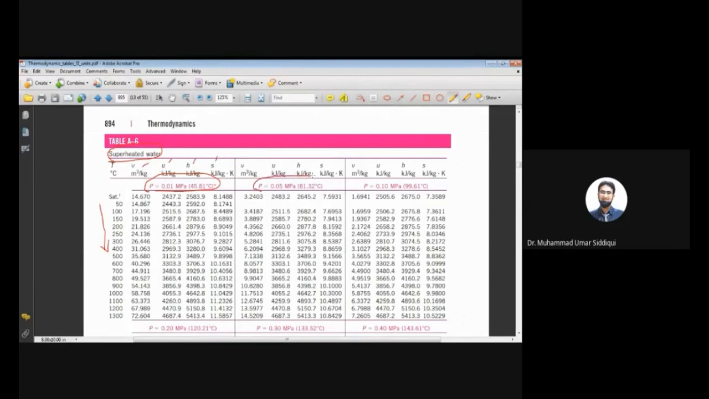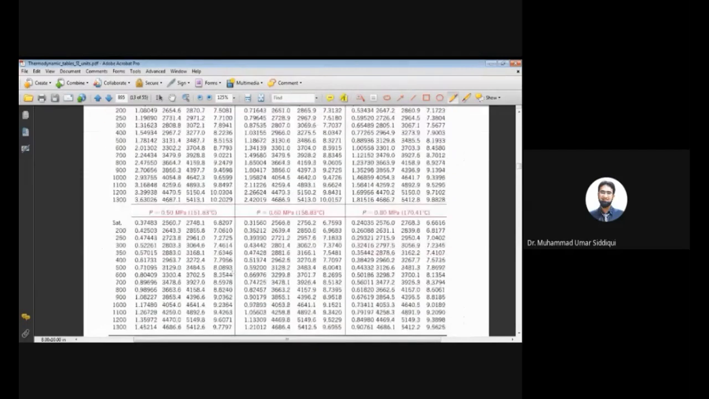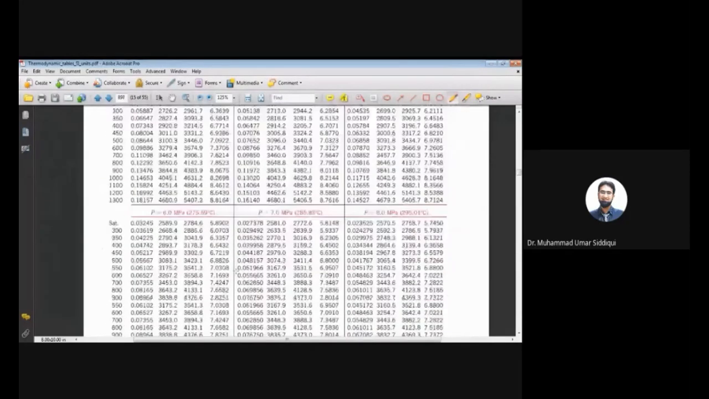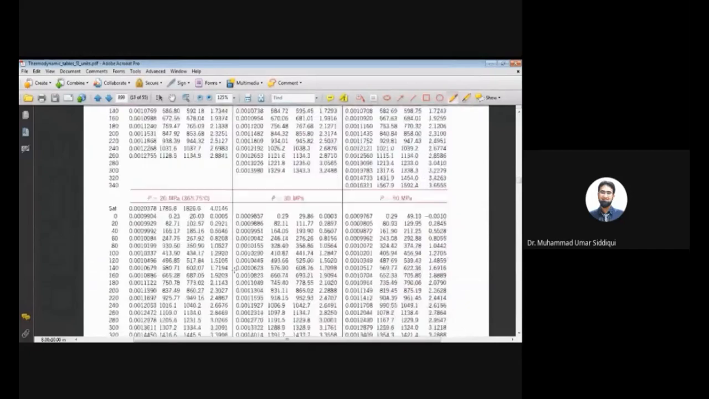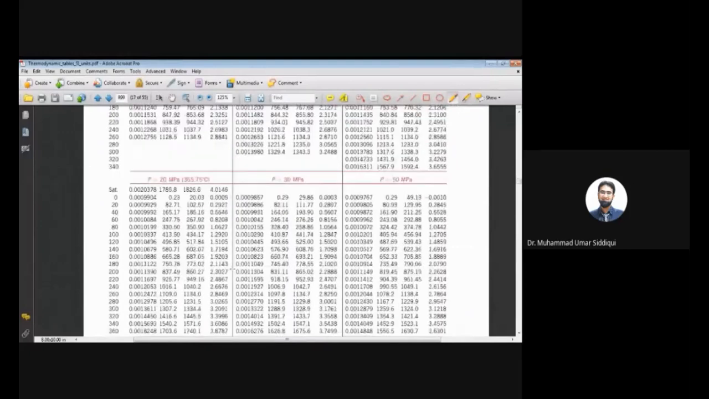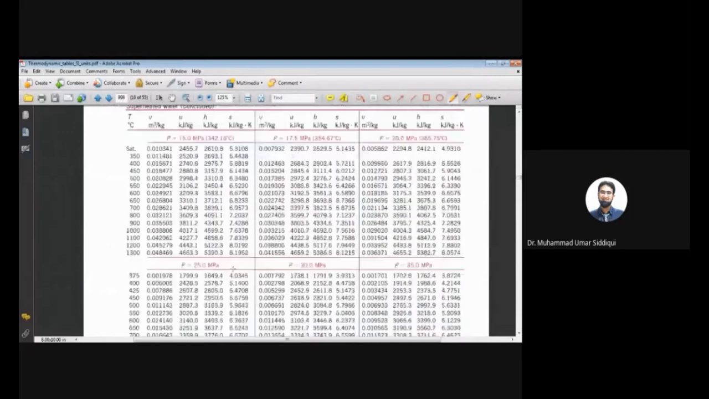If the pressure changes, let's say instead of 0.01 megapascal you have 0.05 megapascal, then all these properties are given again against the temperatures. So for different pressures, this is the superheated water table. It's going to continue: next page, then third page, then fourth page. No, sorry, 4 pages. It's finished here.